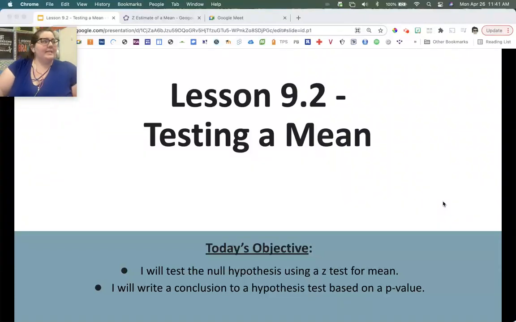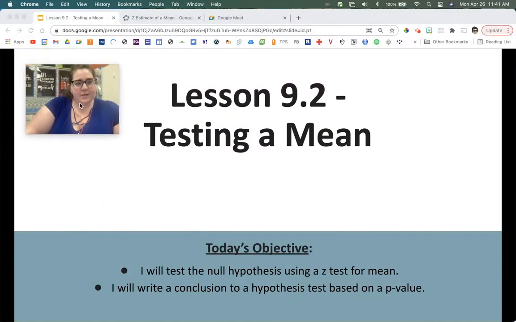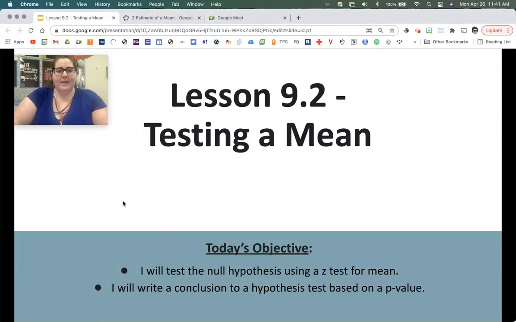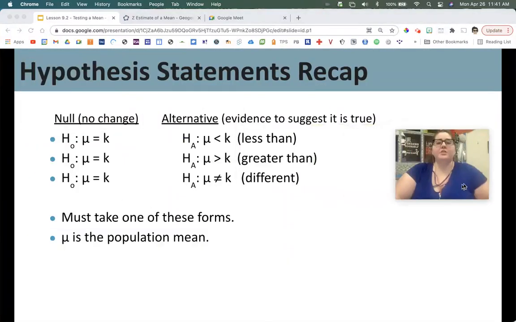Hey y'all, so in today's lesson, we're going to talk about how to actually carry out a hypothesis test using our lovely calculator website, and then how to write a conclusion to decide what that hypothesis test is telling me. So let's do that. So let's just recap real quick.